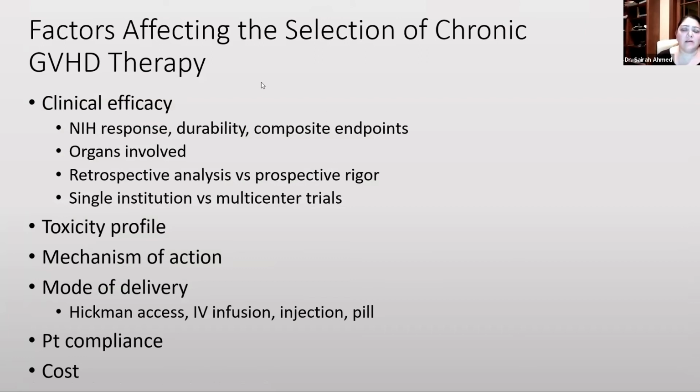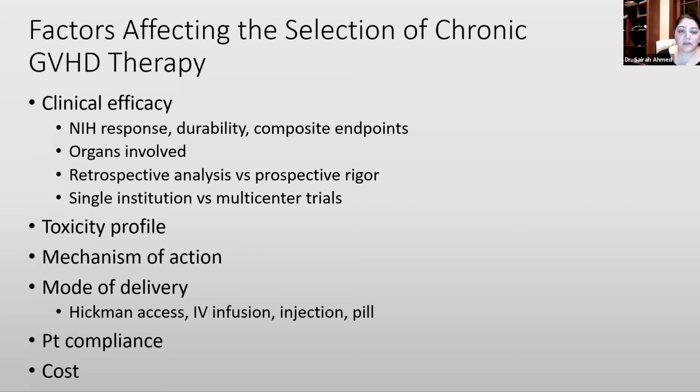So when we select GVHD therapy, the clinical efficacy, the toxicity profile, the mechanism of action, those are all important. But what I would also say is the mode of delivery is very important. Treatments such as ECP, which require a great deal of financial support, both in terms of institutions having to invest in the machines, as well as IV access, is not necessarily feasible for not only all institutions, but all patients, to have to come and go several times a week for several hours.